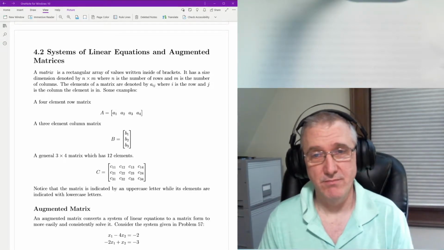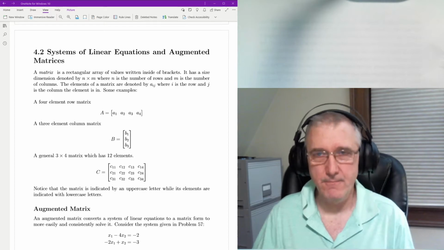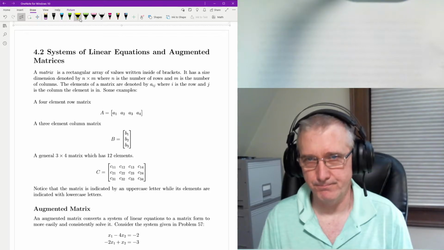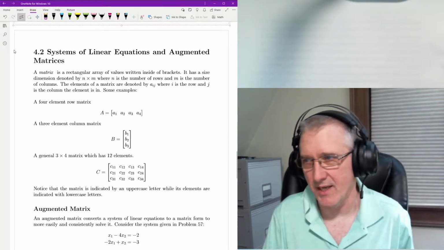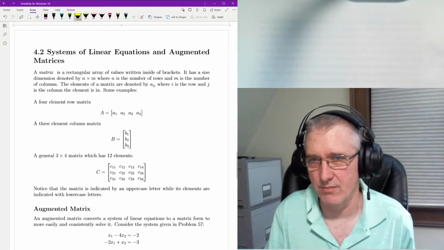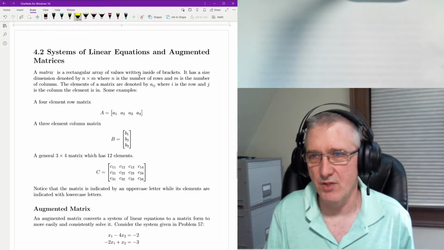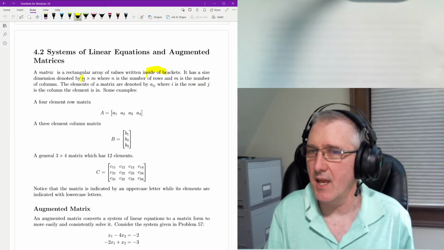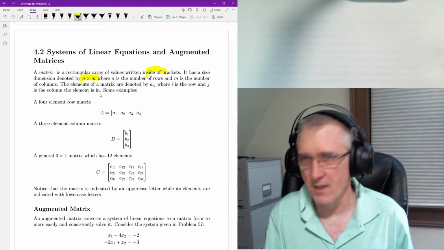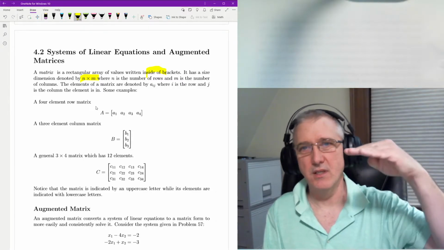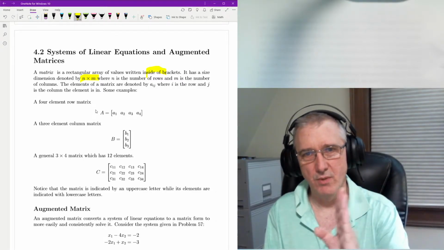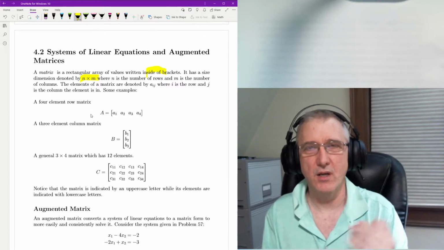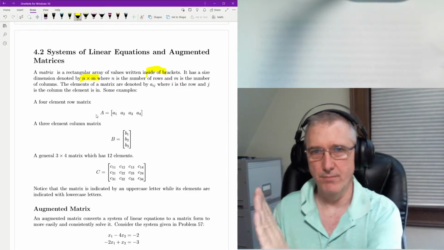A matrix is a rectangular array of values written inside of brackets. It's just a way of writing something down. It has a size dimension. Generally, the size dimension is denoted by n times m, where n is the number of rows, and m is the number of columns. So it's the number of rows times the number of columns. That's just how we talk about it, n times m.